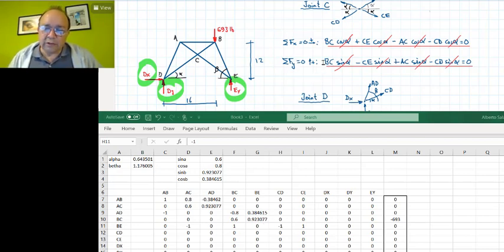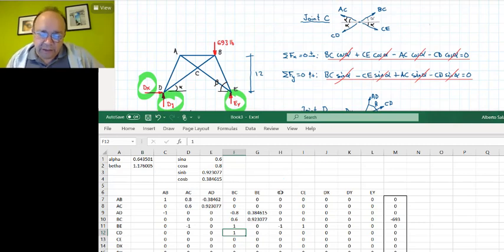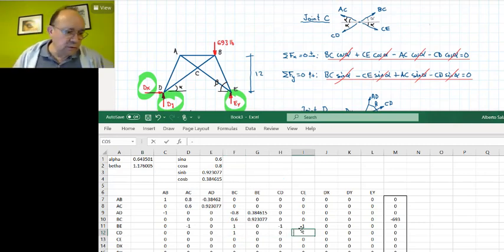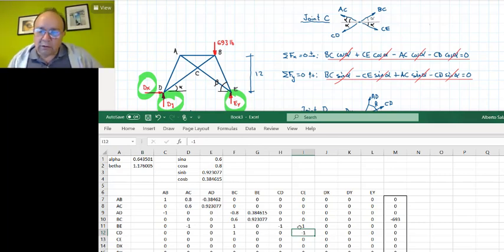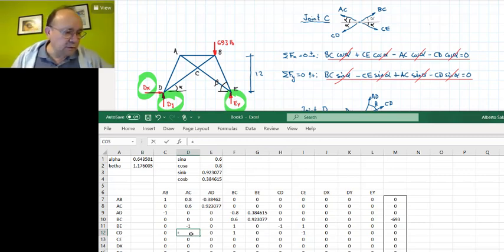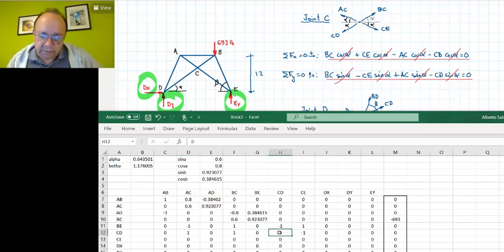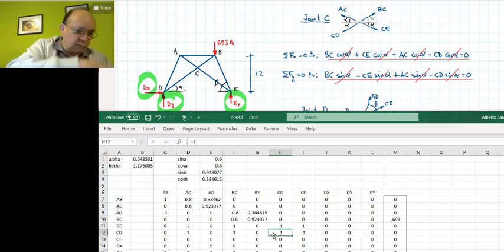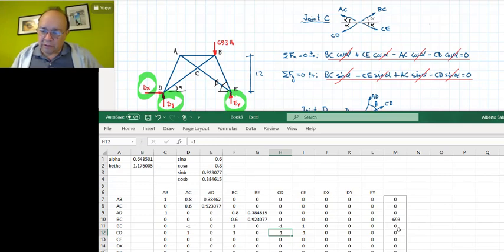Now, this equation: BC times 1, CE minus 1, AC plus 1, and CD minus 1. Okay, ready that one. Equals 0 here.